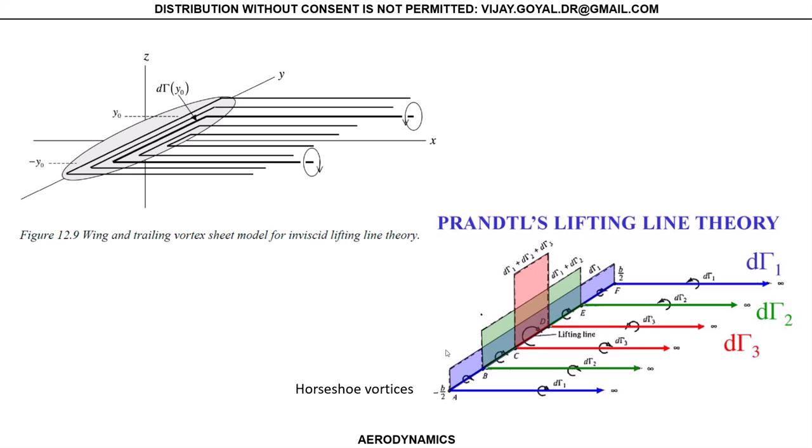When we say horseshoe vortices, what we are saying is, as I just mentioned, this is a sheet, right? And this is a complete sheet, and it could have a probably infinite number of vortex lines. Each one of them, you can see, is going to come here. And this is a line, it's called the lifting line. This is the lifting line.